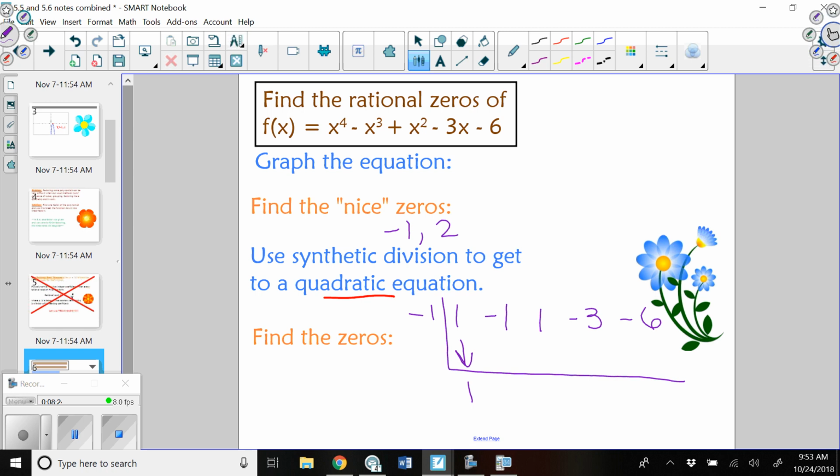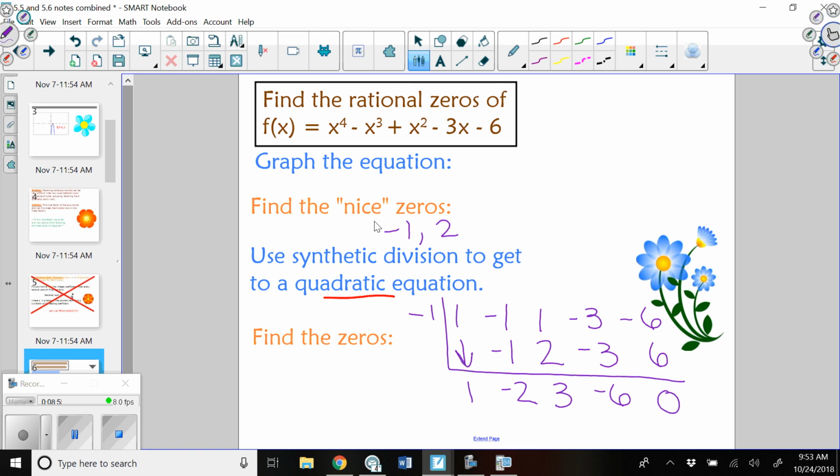Let's drop that first one down. And let's do our synthetic. So -1 times 1, -1 plus -1, multiply, +2, and then add, multiply, -3. And then I add, and I get the -6. And then multiply, +6, add, 0.